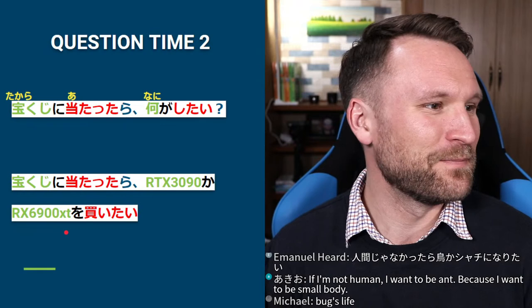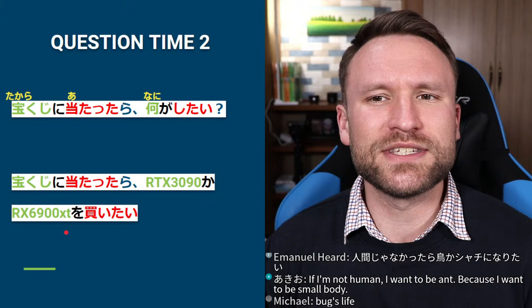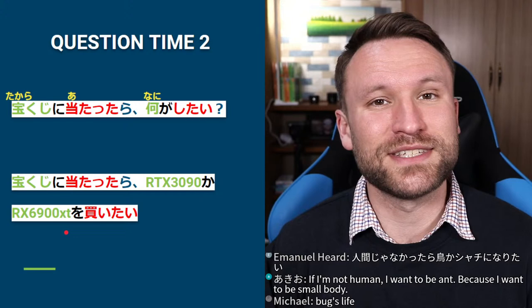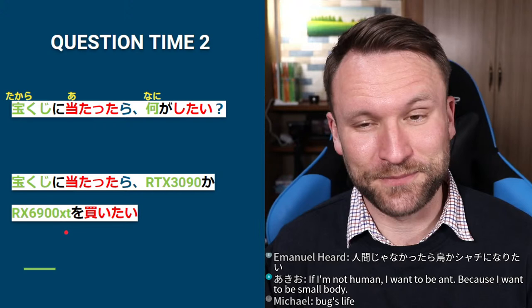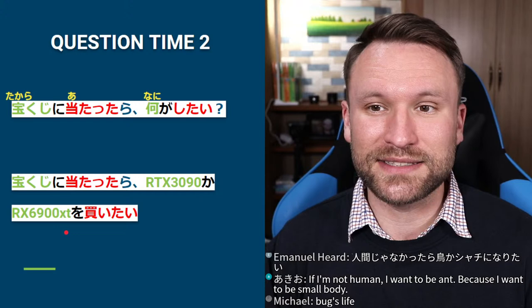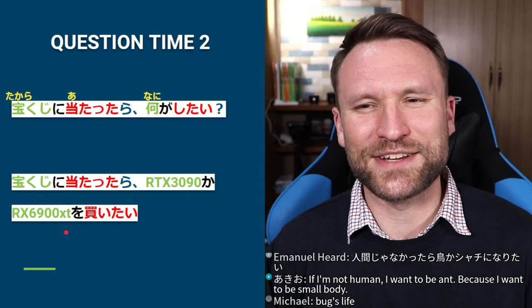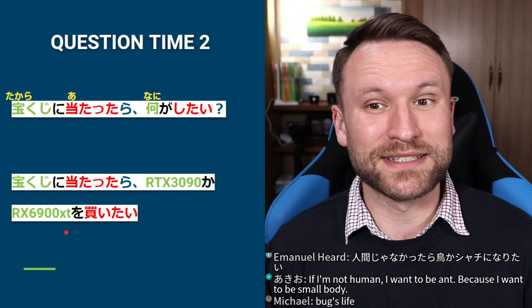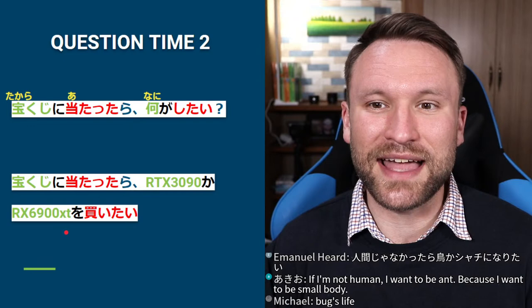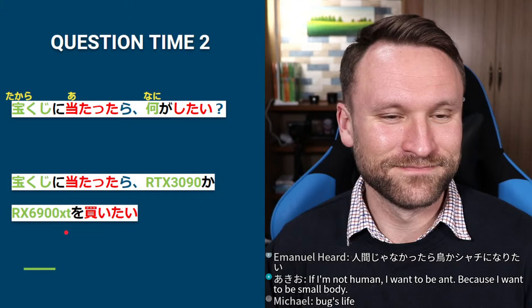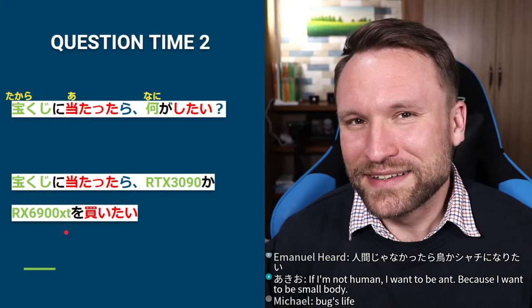Alright, our next sentence is, you may have expected this one to come up. 宝くじに当たったら何がしたい? If you won the lottery, what do you want to do? For me, I said, 宝くじに当たったらRTX 3090かRX 6900 XTを買いたい。Graphics cards. I have an RTX 3070 right now, but if you win the lottery, you might as well upgrade.